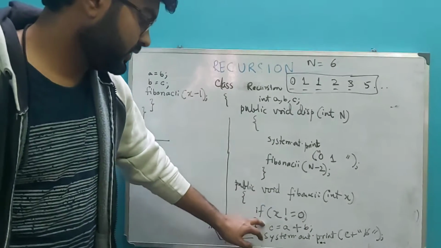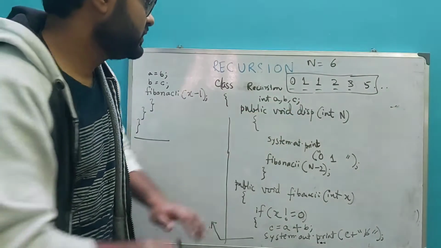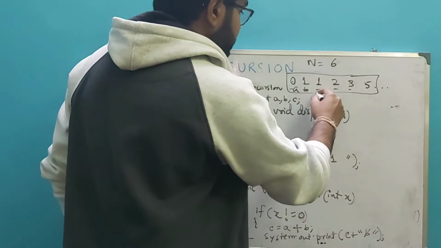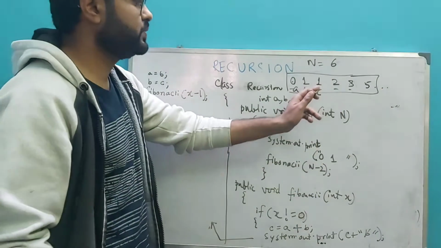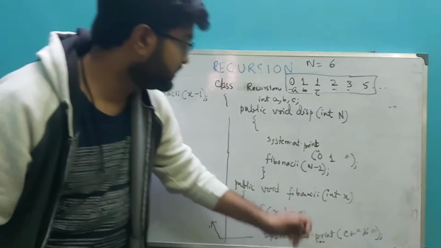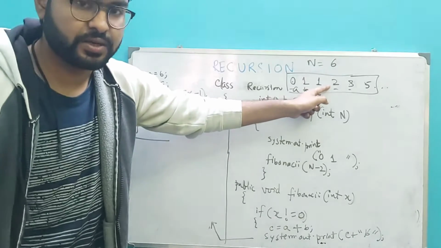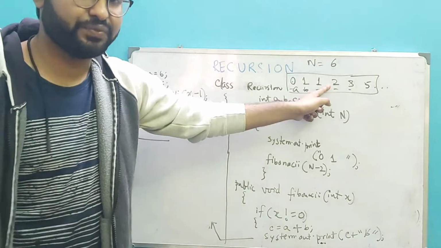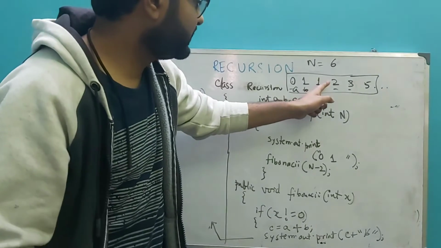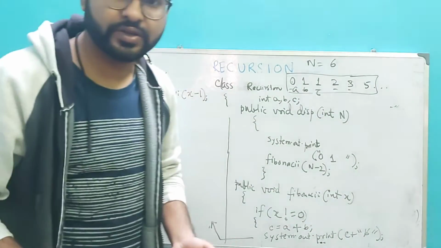What does it do? It generates the next term. Next term is a plus b. Suppose this is a, this is b, this is c. So what is c? c equals a plus b. Then I have printed c with a space, to separate the next term. I am thinking of the future. I am a future perspective person. So that's why I have printed a space here, giving a space to the next term.